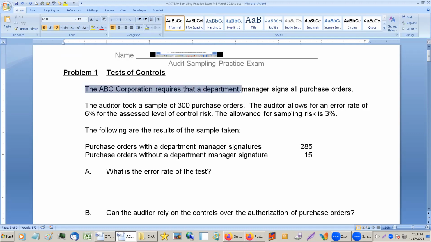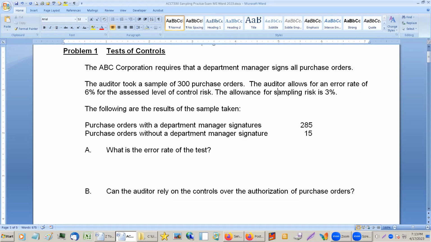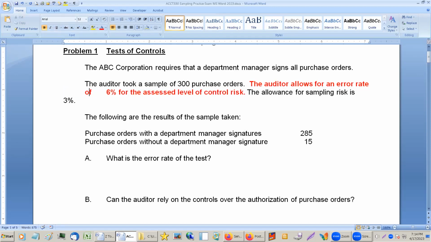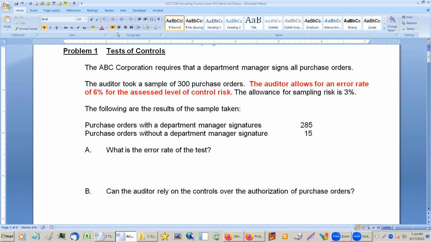So test controls, the department manager signs all purchase orders. They allow for an error rate of 6%. So that's the allowable rate. And the allowance for sampling is 3%. So whatever we come up with is going to be plus or minus 3. We don't usually worry about the minus, but we worry about the plus.